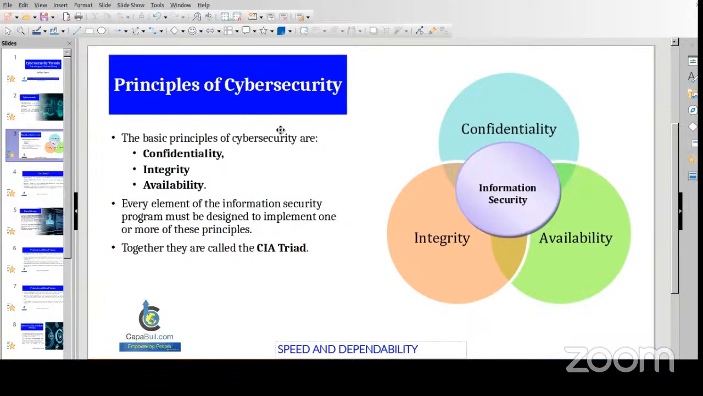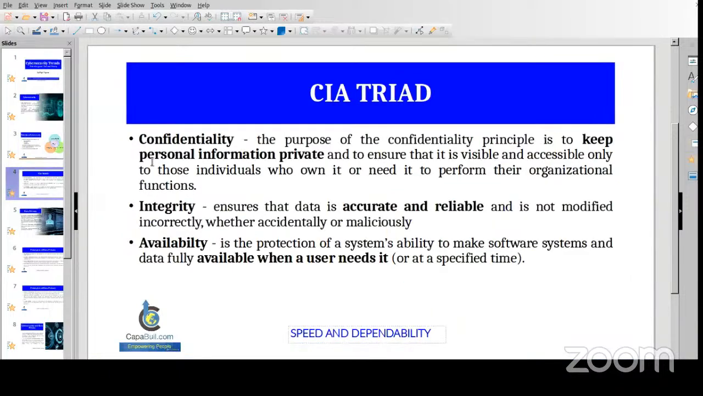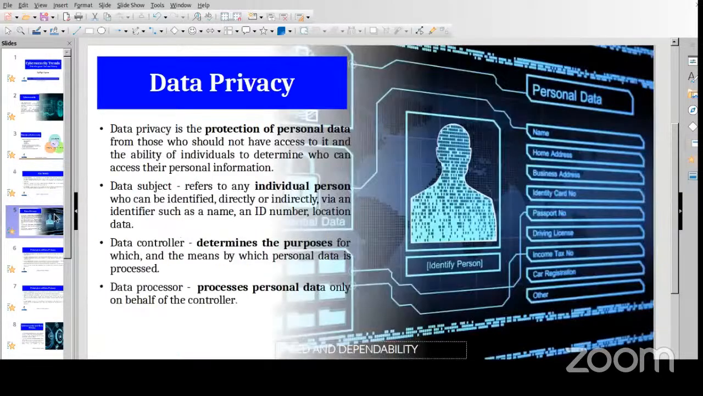So yeah, as I was saying, we were on the principles of cybersecurity, the CIA triad. This is what I was talking about before the slideshow ended. Sorry for that. So confidentiality, integrity, and availability. How can we as security enthusiasts and experts actually focus on the same? So again, we are looking at data privacy.